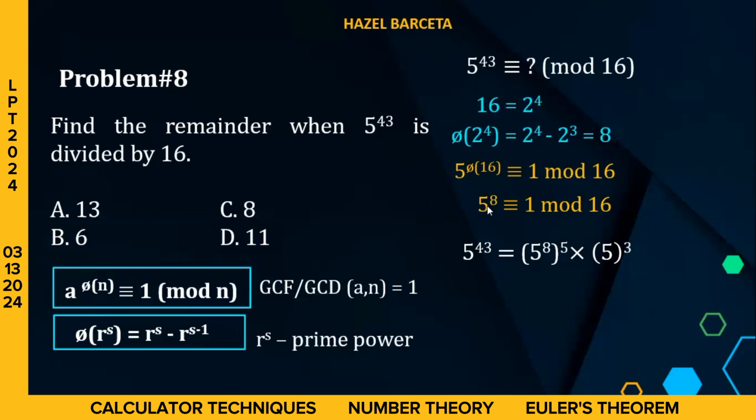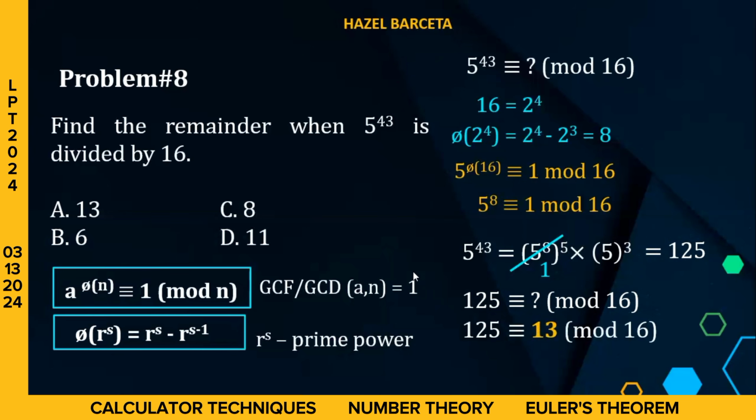Applying 5 raised to 8 is congruent to 1 mod n. So, 1 po ang ating remainder. We will apply it here. So, 5 raised to 8 will be 1. And 1 raised to 5 is also 1. Hence, ang naiwan po ay 5 cubed. 5 cubed is equal to 125. Kaya 125 po ang andito. Therefore, yung 5 raised to 43 po natin ay papalitan na po natin ng 125 dahil na-simplify na po natin. Then, kaya na po ito ng ating calculator. 125 divided by 16, we have remainder of 13 and it is letter A.